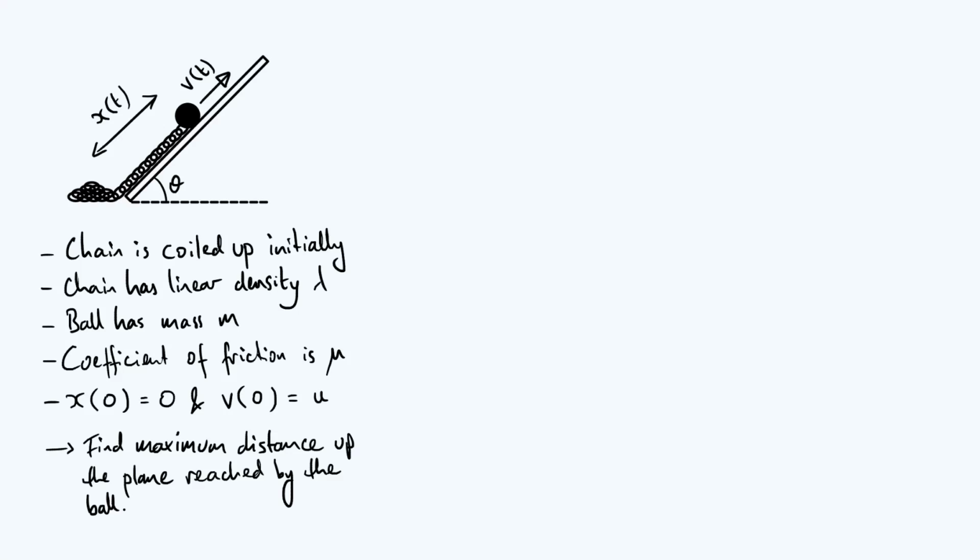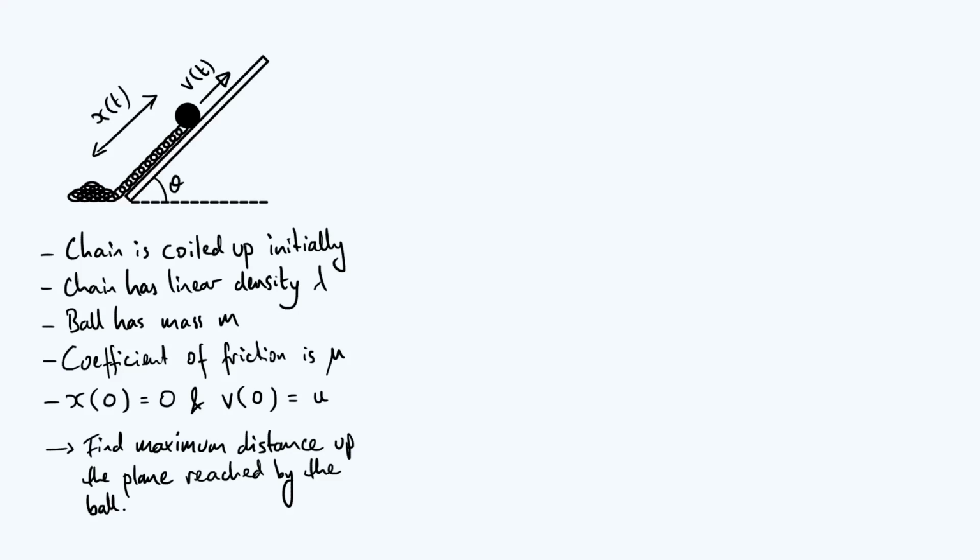So our chain has a linear density, in other words, a mass per unit length of lambda, and at the end of the chain is attached a ball which we're going to treat as a particle, and the ball has a mass of m. Now, as we said earlier, the plane is rough, so there's friction here, and we're going to say that the coefficient of friction between both the plane and the chain and the plane and the ball is mu. We're assuming maybe that the chain and the ball are made of the same material, so that they have the same coefficient of friction.